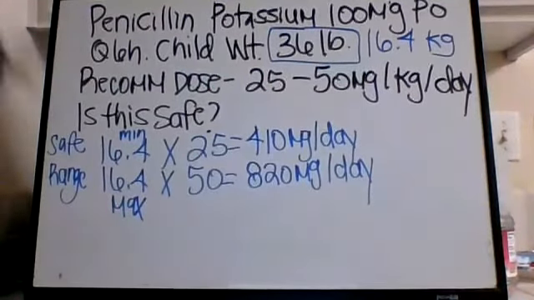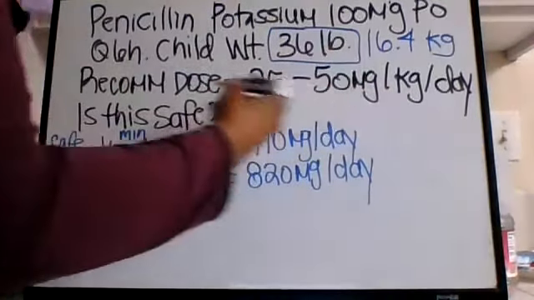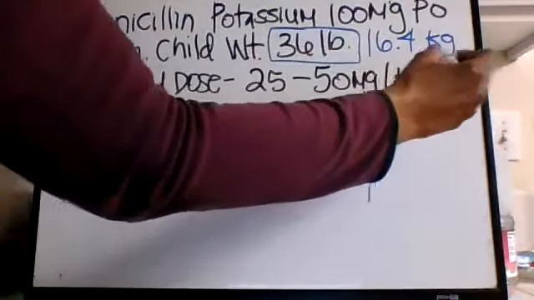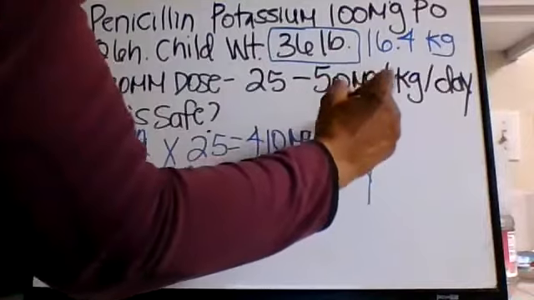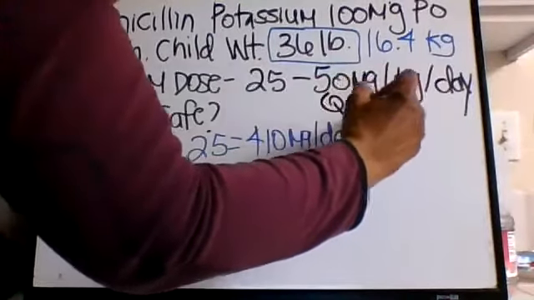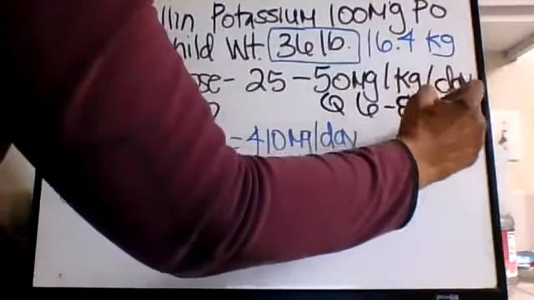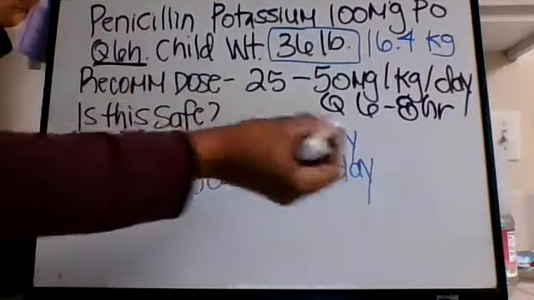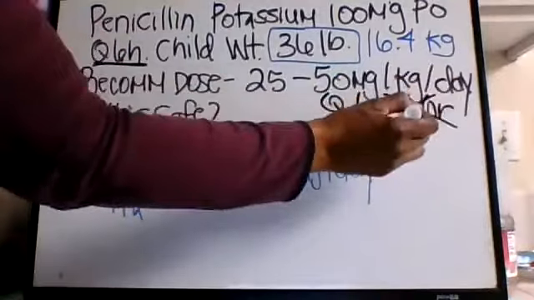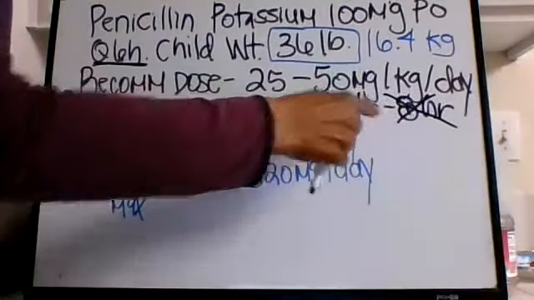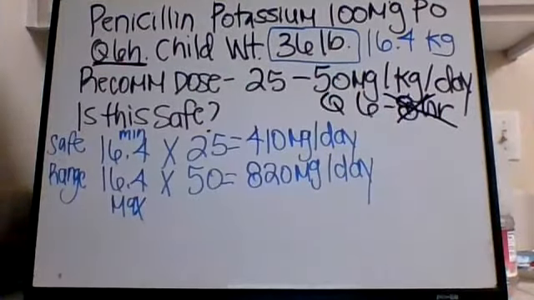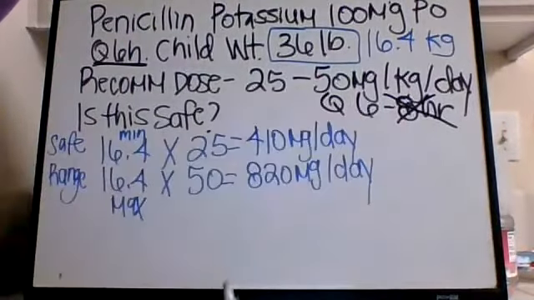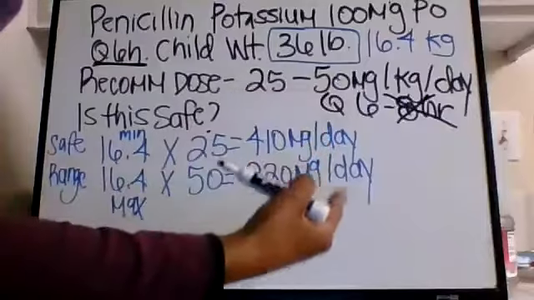We forgot some of the problem. It says the recommended dosage range is 25 to 50 milligrams per kilogram per day every 6 to 8 hours. Now, the doctor ordered it every 6 hours, so we're not going to deal with the 8 hour. We're only going to deal with every 6 hours, right? So how many times can we administer this medicine in a 24-hour period?